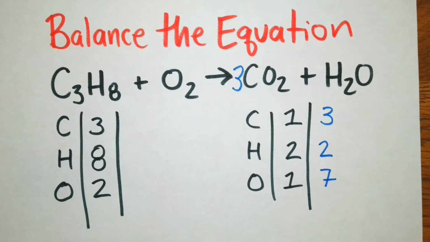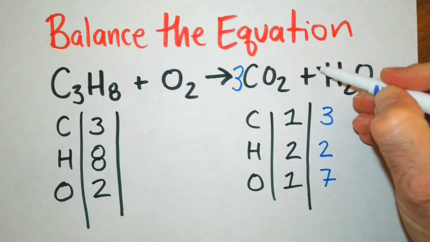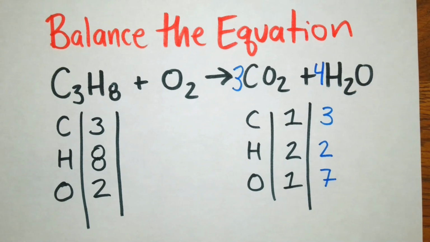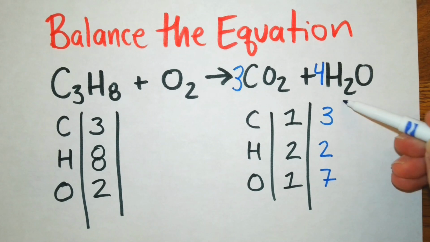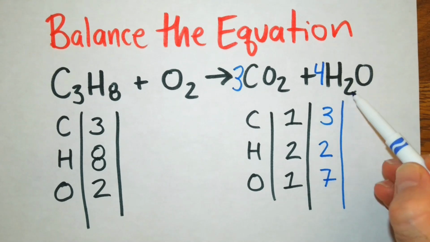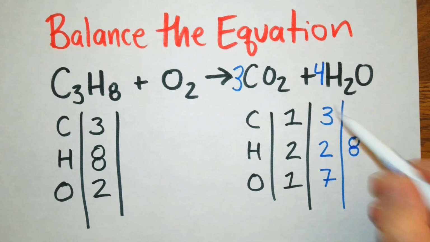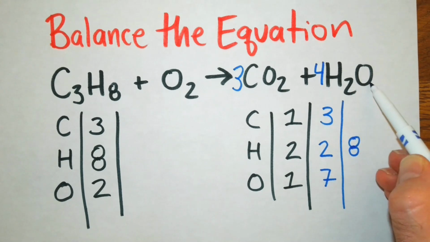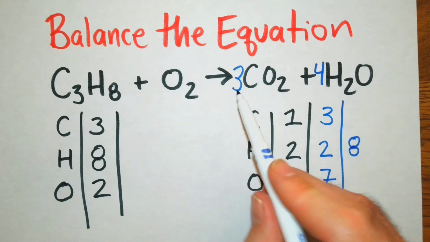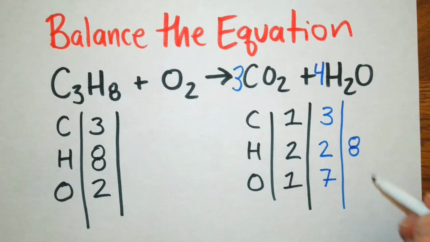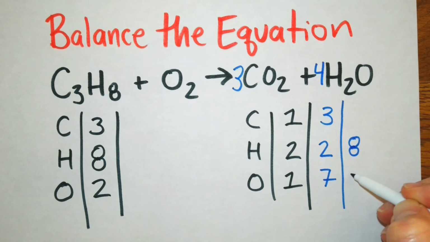Well, the trick was let's balance the hydrogens next. Okay, so we have 8 over here and 2 over here. Well, what number can I multiply times 2 to get 8? Well, that number is 4. So let's put a coefficient of 4 right here in front of our H2O. And let's see what those consequences are. 4 times 2 is going to give us 8. And 4 times 1 oxygen gives us 4 plus our 6 that were over here. So 4 plus 6 gives us 10.